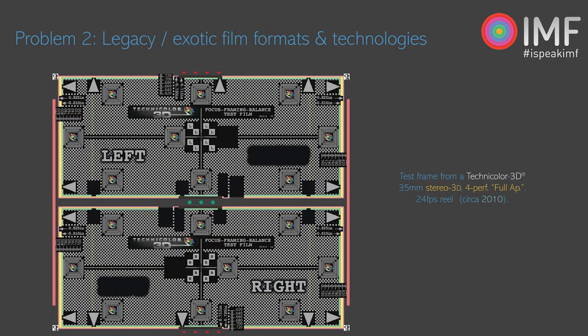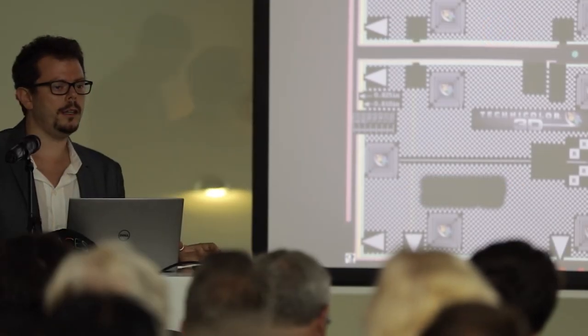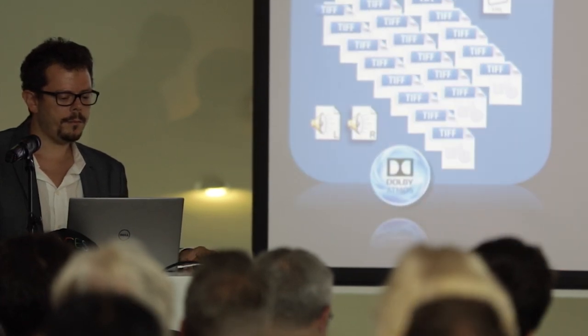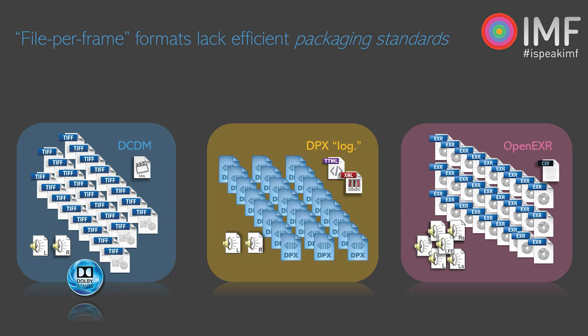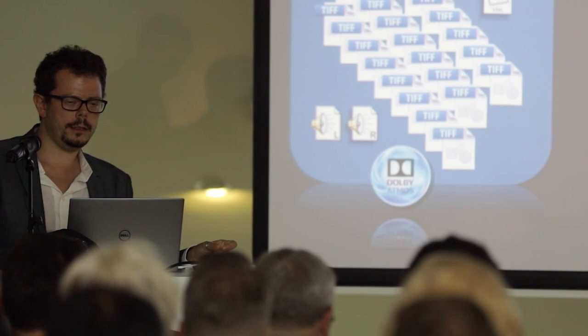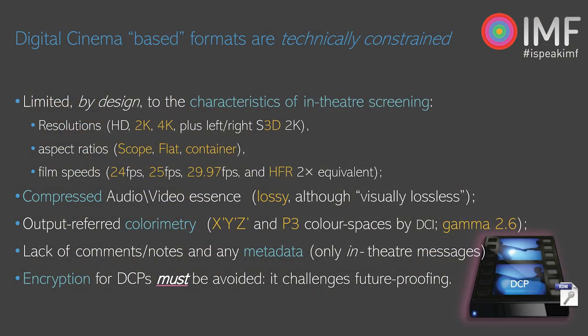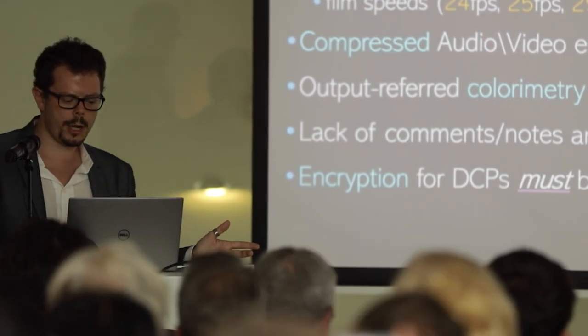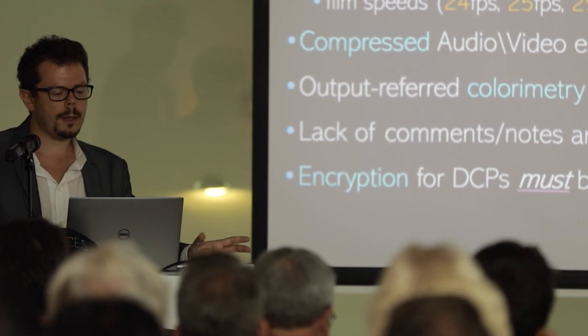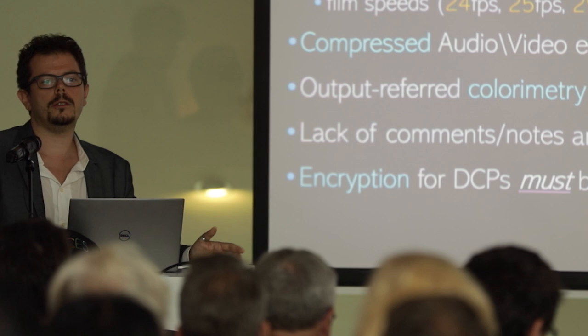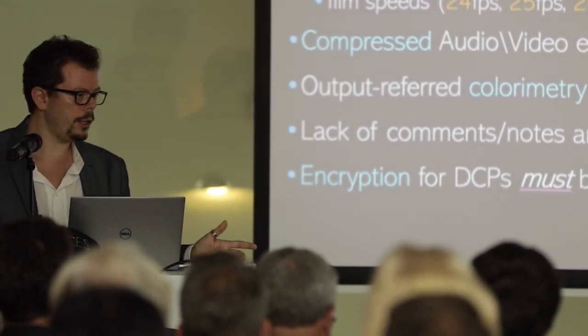The second problem we have is that, as my colleague briefly mentioned, we sometimes have to deal with exotic frame file formats or soundtrack formats that are not compatible with today's standards. Frame-per-file formats like DPX, for example, have the problem that they lack a standard. We have at most best practices to associate metadata with content. But they lack many other features for restoration. The digital cinema-based formats, DCDM and DCP, are constrained because they were designed for theatrical screening, not for preservation. So they are constrained for resolution, for film speed, for number of sound channels. They have not mathematically lossless compression. They have an output-referred colorimetry. So they are suboptimal formats for archival, especially DCP. We all know that DCPs are used as archival formats, but it's not the optimal format.